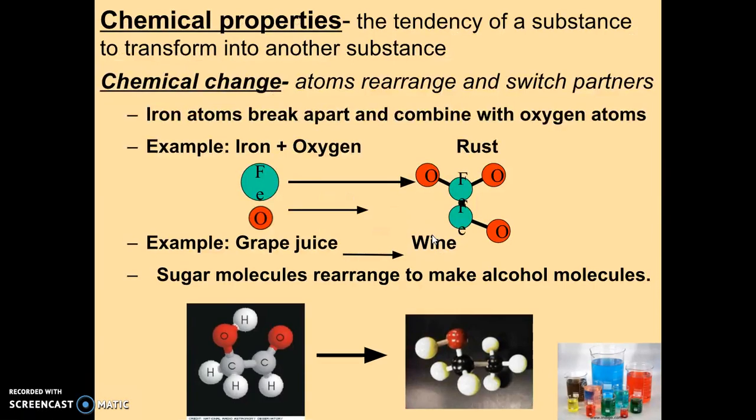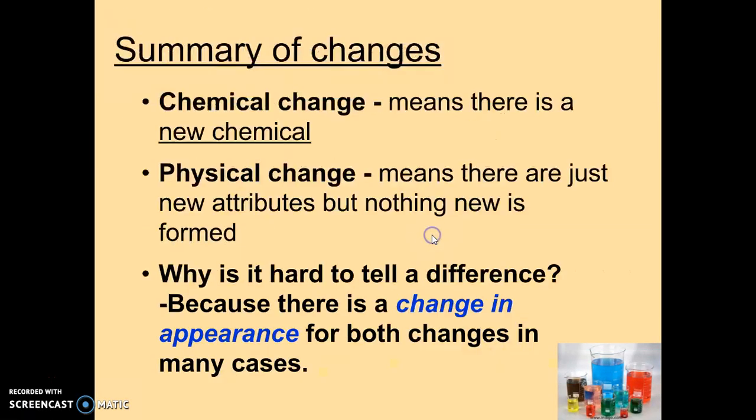Now let's summarize the changes here. In your blank of chemical change, when there's a chemical change, it means that there is a new chemical formed. Those atoms are rearranging, switching partners, and you're having a new chemical or a new molecule made.